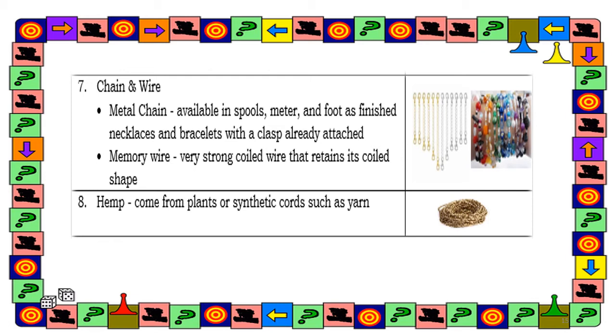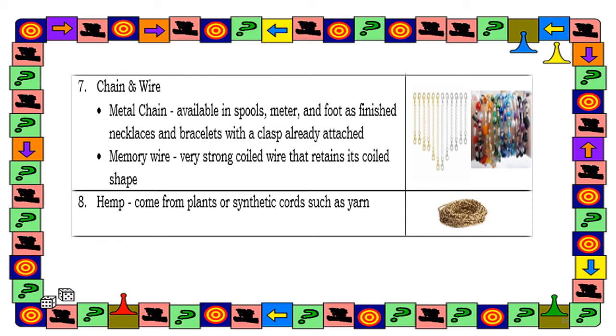Then we also have the chain and wire types of cords. We have the metal chain, which is available in spools, meter, and foot, as finished necklaces and bracelets, with a clasp already attached. So all you need to do is just use a wire cutter or a plier, and then crimp it, and some are readily pre-made already, and you just attach a pendant or insert a pendant.